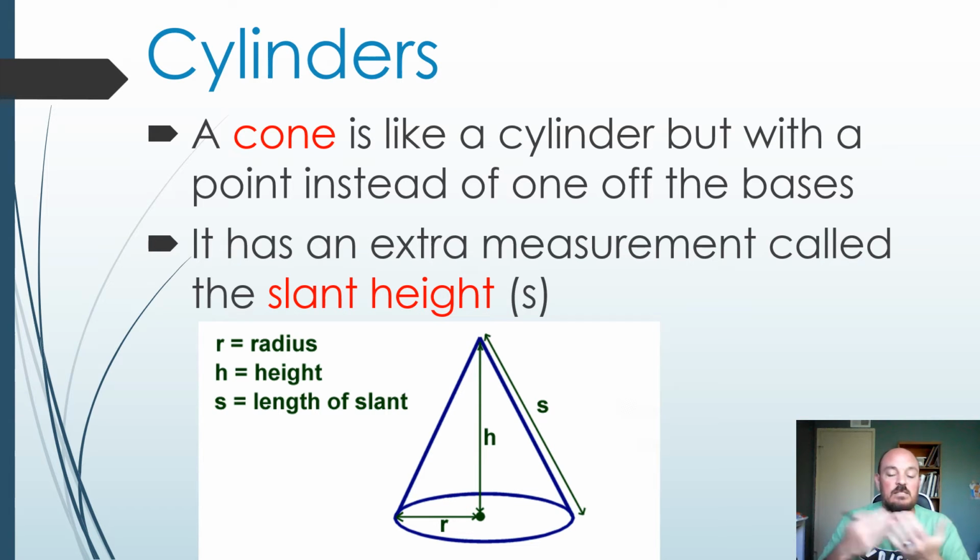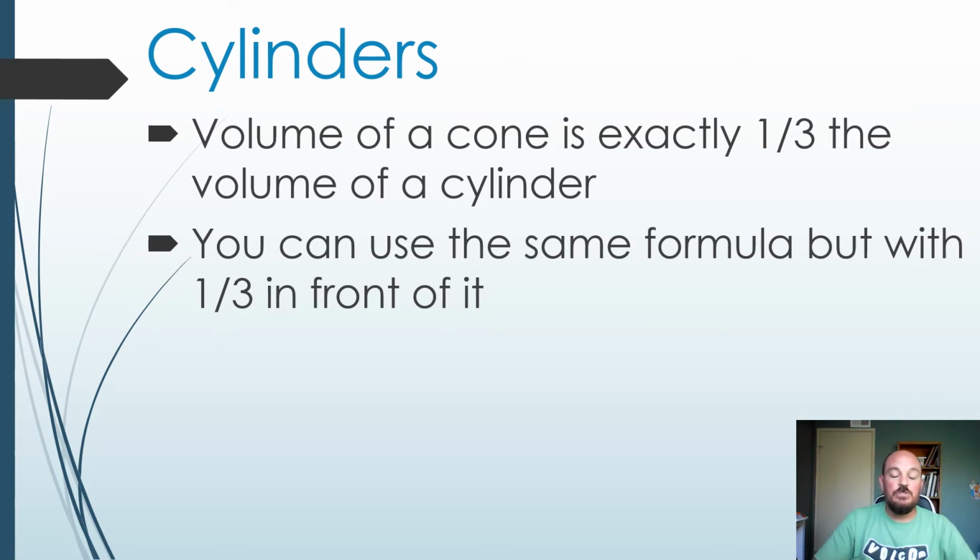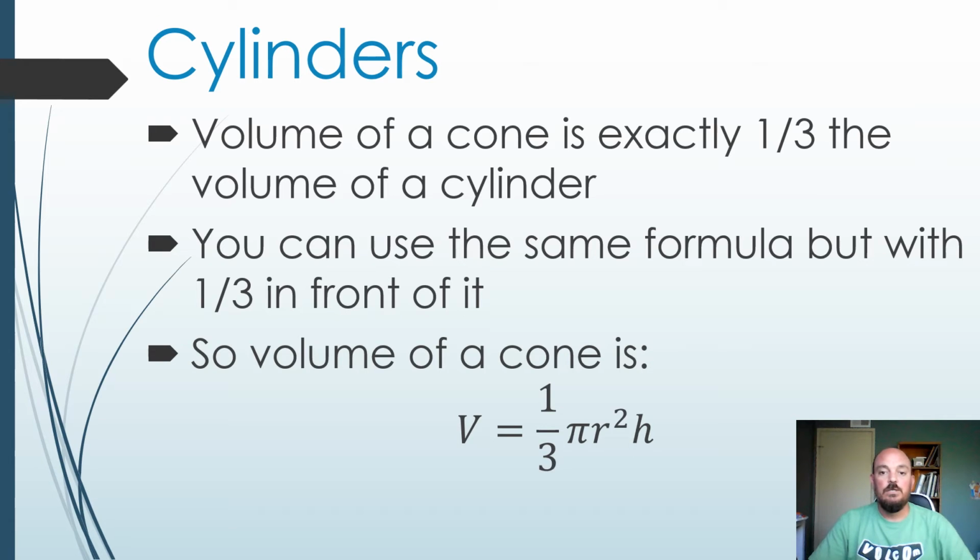And basically, what's nice about this, we're going to do the same thing we did for pyramids. We're going to say, if you know how to find the volume of a cylinder, a cone is always exactly 1/3 of a cylinder. So what you can do is you can use the same formula we have for cylinders and just put a 1/3 in front of it. So volume of a cone is 1/3 times the formula for volume of a cylinder, which was pi r squared H.